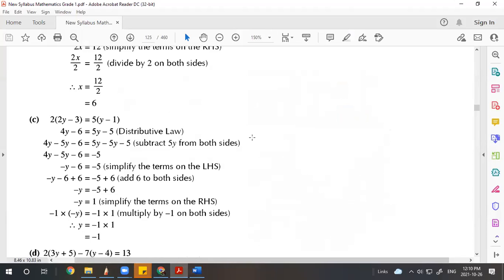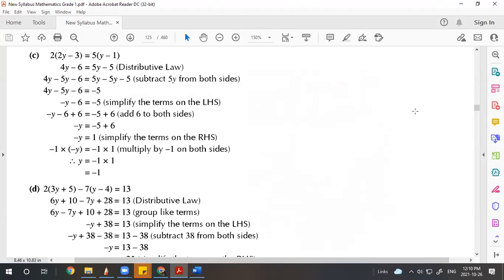How about C? So to do question C, you need to do this distributive law as well, because we have the bracket. So I write it one more time. 5y minus 1. So what to do? 2y times 2, 4y. 2 times negative 3, minus 6. 5 times y, 5y. 5 times negative 1, negative 5.